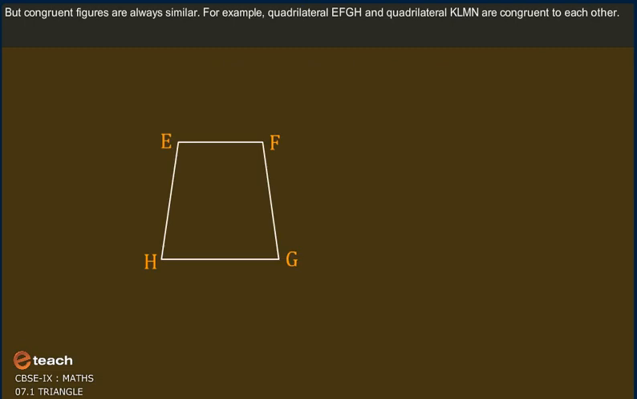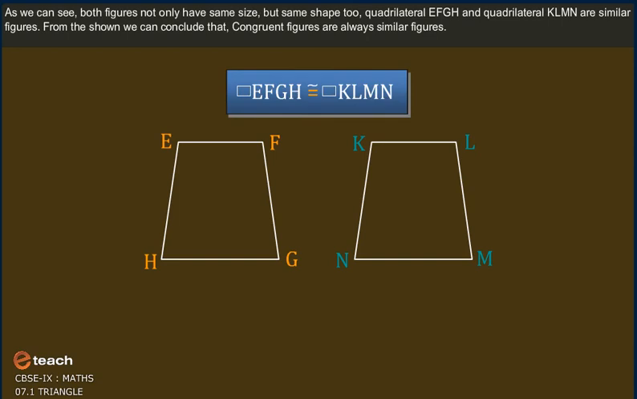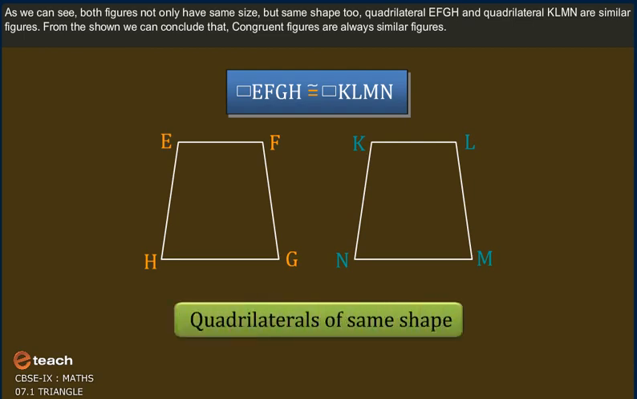For example, quadrilateral EFGH and quadrilateral KLMN are congruent to each other. As we can see, both figures not only have same size but same shape too. Quadrilateral EFGH and quadrilateral KLMN are similar figures. From the above examples, we can conclude that congruent figures are always similar figures.